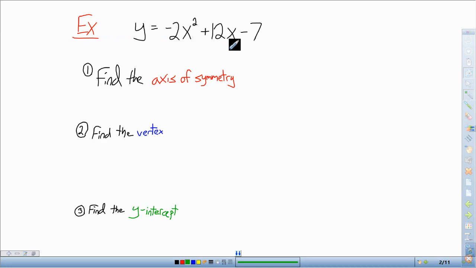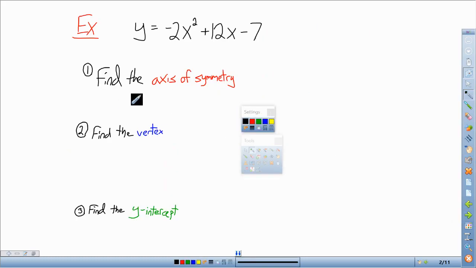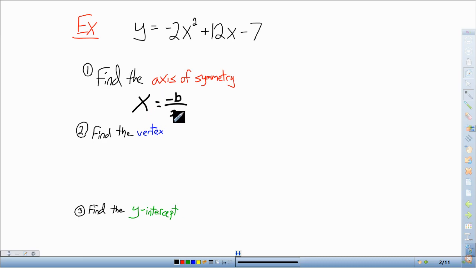Go ahead and get this first example here. We're going to do the three steps, and then I'll have you try one. First things first is finding the axis of symmetry. Here's a little formula: x equals negative b over 2a, where our b value is the one in the middle, and our a value is the one in the front. Just for the sake of taking notes, let's copy the formula first: x equals negative b over 2a.